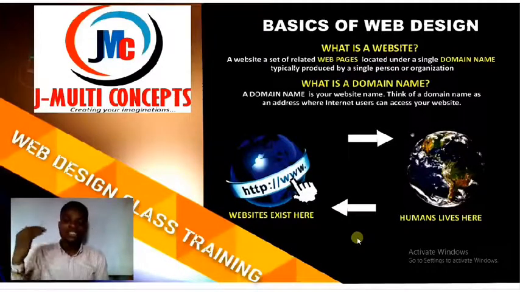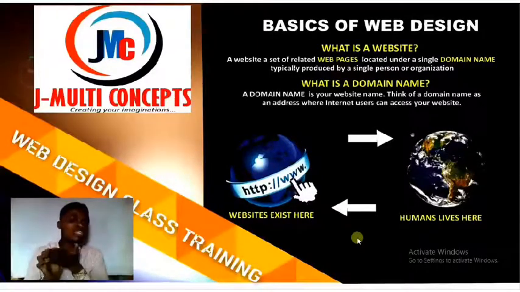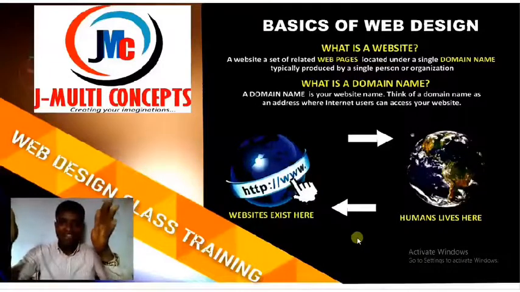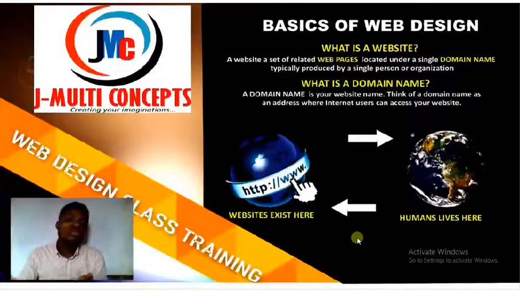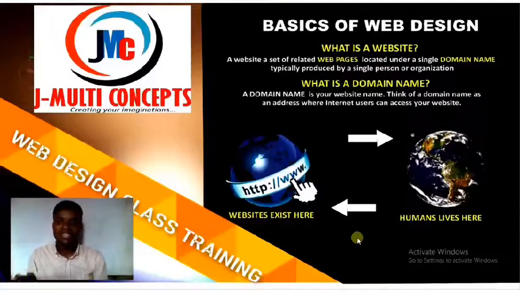Since you want to access a book on a shelf in the library, you must know the name of the book, and the serial, the line where you can get the book. You must know all those before you can go to the library and get that book. So how can you get the files or information of any website? You must know the name of the website, which is its domain name. Like I told you, www.thejmulticomset.com is our domain name.